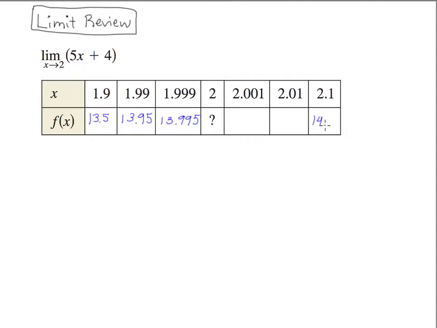Now I'm going to look at the limit as x goes to 2 from the right-hand side. Those numbers are also getting very close to 14. So I'm going to say the limit as x goes to 2 of 5x plus 4 is equal to 14. Notice I still needed to solve this by doing the numerical values, even though we now know how to do direct substitution, and it would be easy to get the 14 through direct substitution.